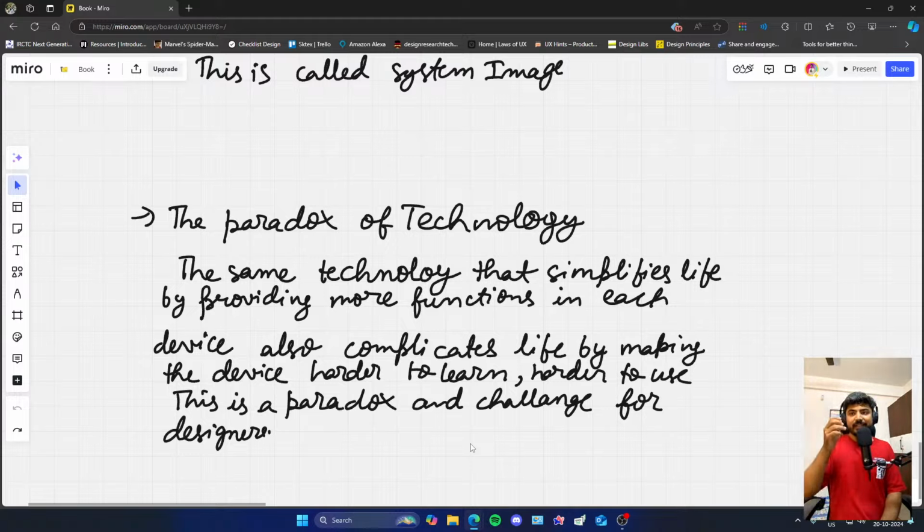While doing that, he says this remote does one thing, and one thing only: turn on that light. It doesn't do this and that and this and that. That's a best example of the paradox of technology. The same technology that simplifies life by providing more functionality in each device also complicates life by making the devices harder to learn, harder to use. This is the paradox of technology, and the challenge for us designers.